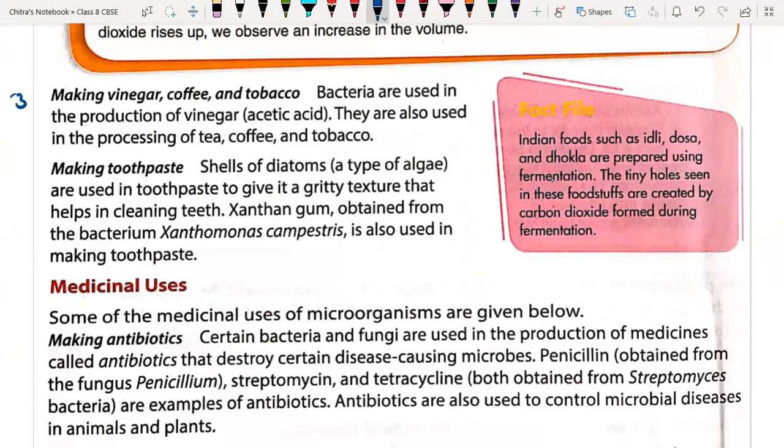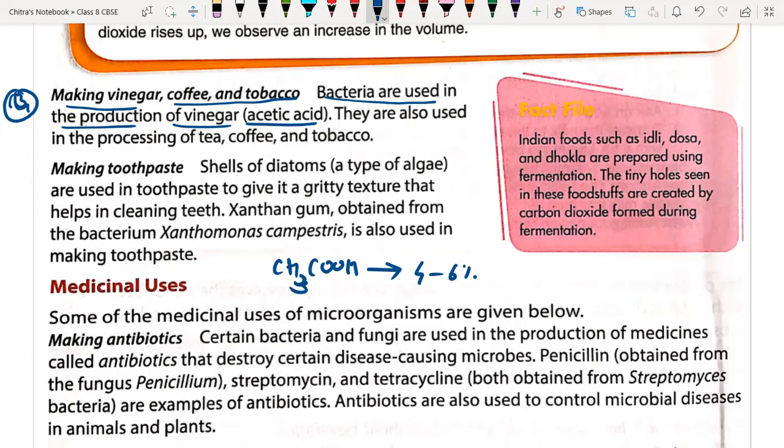Second last, we have the fourth process, I think, making vinegar, coffee and tobacco by using microorganisms. Bacteria are used in the production of vinegar, which is nothing but acetic acid, sorry, not lactic acid. It has the formula CH3COOH. It is also called ethanoic acid. A 4 to 6% aqueous solution of acetic acid is called vinegar, and it is generally used in Chinese food. In Chinese food, tomato is not used, so instead of tomato, to provide a sour taste, they use vinegar.